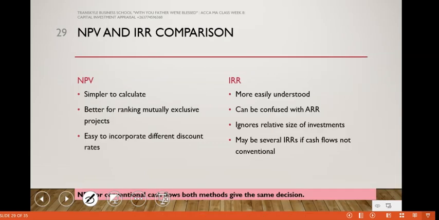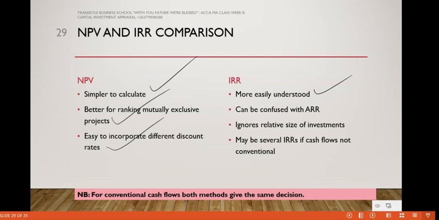So which method is better, NPV or IRR? NPV is easier to calculate, that's the advantage, whereas IRR can be more easily understood. NPV is better for ranking mutually exclusive projects. Mutually exclusive projects are those projects which cannot be undertaken at once. So either you do project A and not project B. In that situation, the NPV is the best way to go. NPV also makes it easy to incorporate different discount rates. So when you're using the NPV, it's much easier.